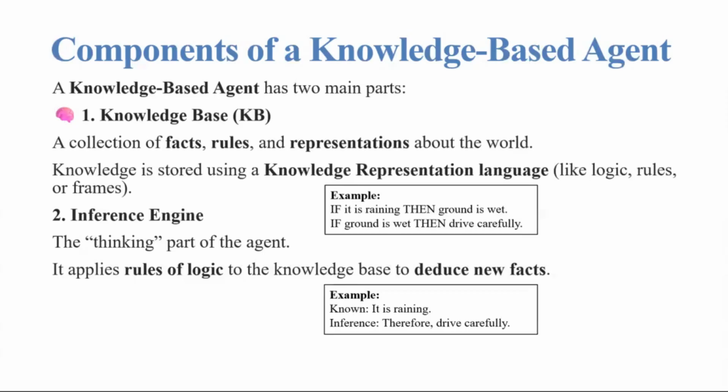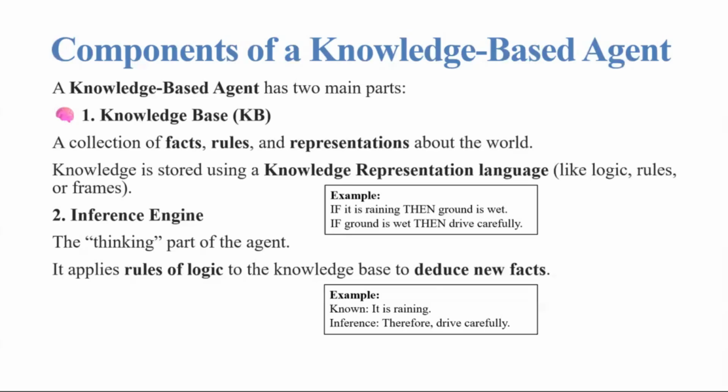For that, we need the second component, which is the inference engine. This is often referred to as the brain, or the thinking part of the knowledge-based agent. If the knowledge base is like a library, then the inference engine is like a person who reads the books, understands them, and solves the problem.